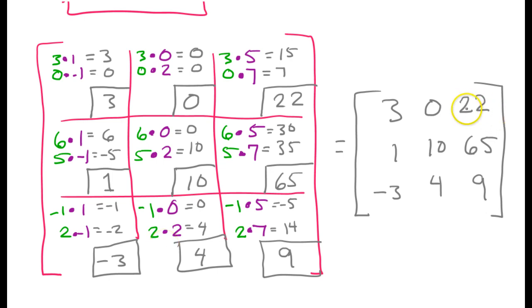Actually, sorry, I made a little mistake here on this position. I'm sure you noticed it, and you were screaming at me to catch it. 0 times 7 is 0. So this is not 22. This is 15. So that is your final answer.